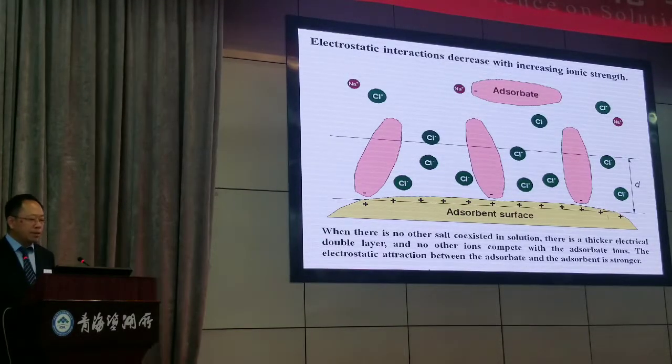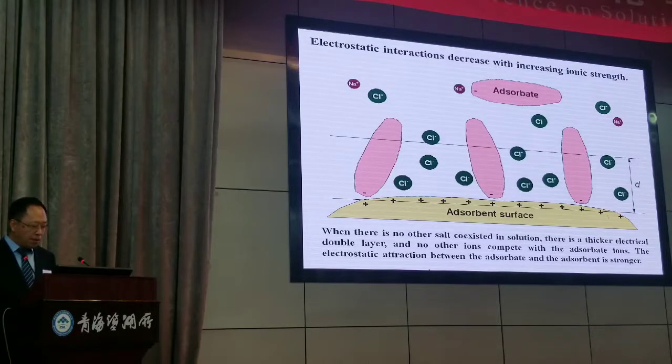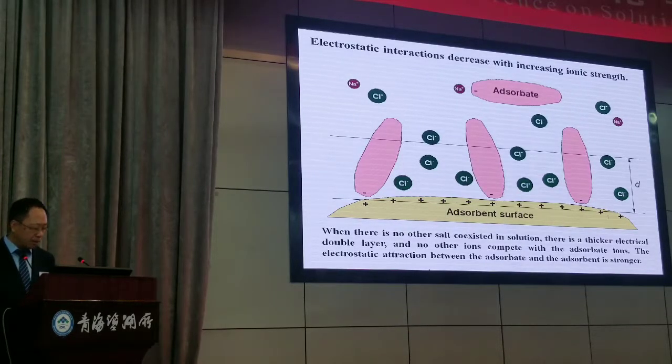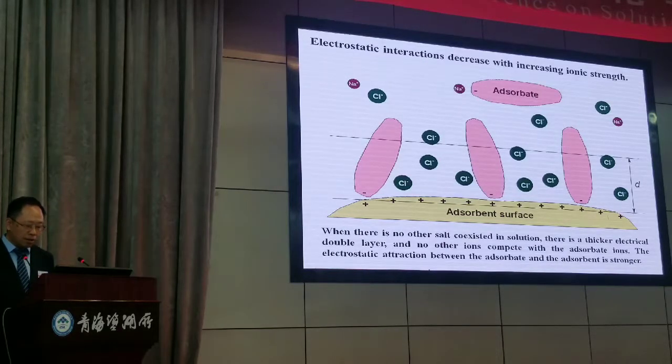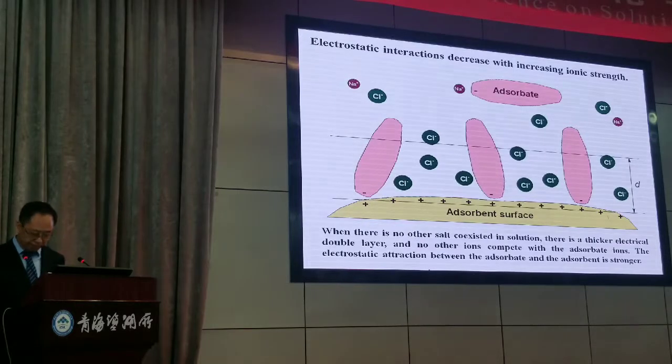Another elementary experimental result: electrostatic interaction decreases with increasing ionic strength. When there is no other salt coexisting in solution, there is a thicker electrical double layer, and no other ions compete with the adsorbate ion. The electrostatic attraction between the adsorbate and the adsorbent is stronger.